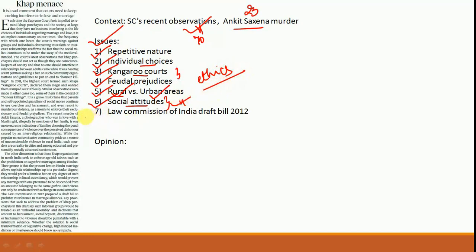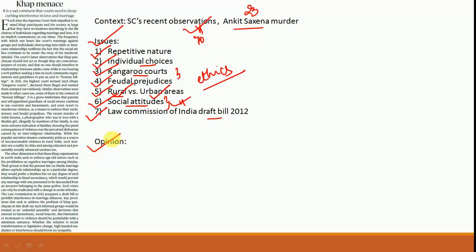Another thing which is important is that the Law Commission of India had given a draft bill in the year 2012, and this draft bill was to prohibit interference in marriage alliances. This draft bill is being advocated, that it should be implemented again. So this is something that is vital here. And as per this draft bill, it has been advocated that groups like the Khap Panchayat or community groups should be declared an unlawful assembly, and they should be subject to stringent punishment. So that is something that is important.